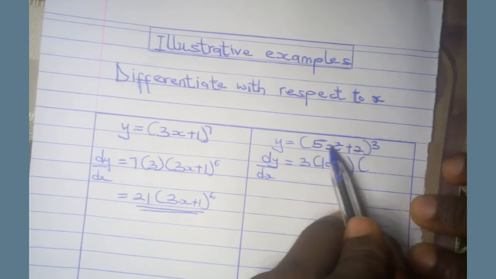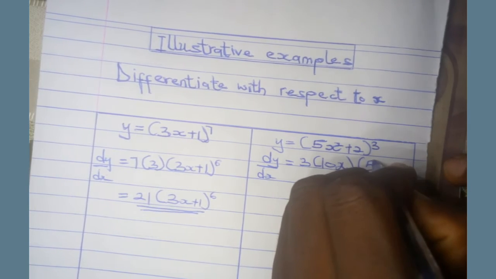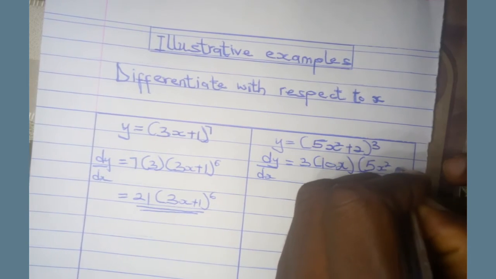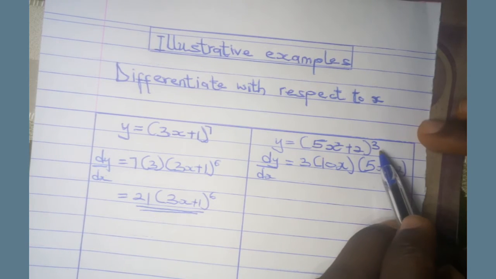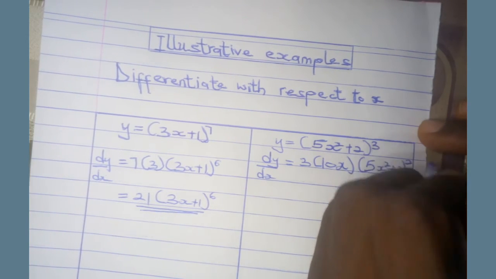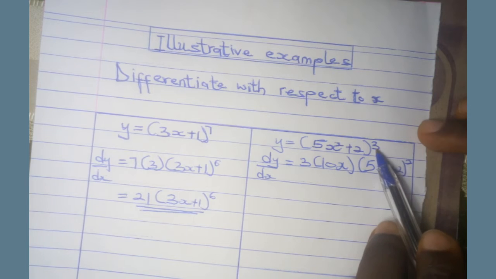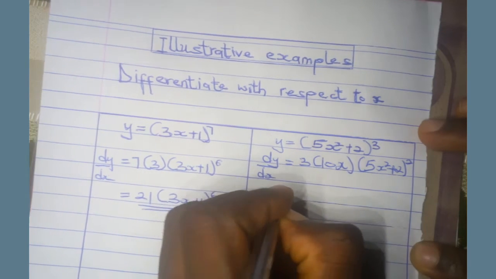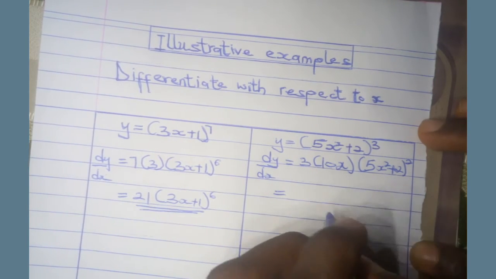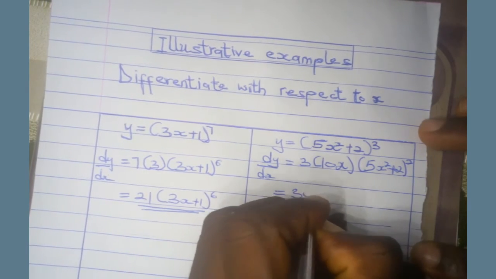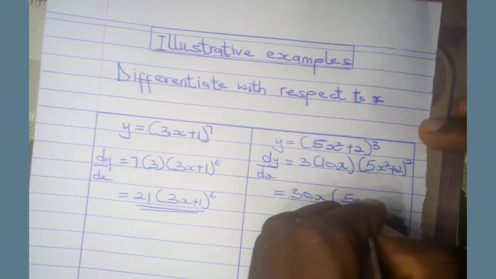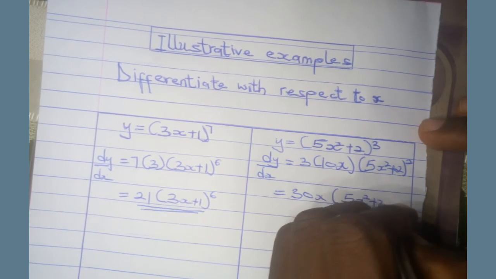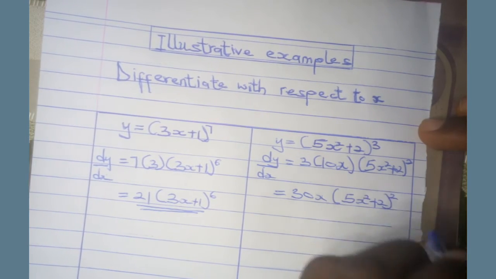After that, I'll write the expression here, which is 5x squared plus 2, and the power here will be reduced by 1, so 2. That is 3 minus 1, which is 2. Now 3 times 10x will give 30x, multiplying by (5x squared plus 2) all raised to the power 2. Good.